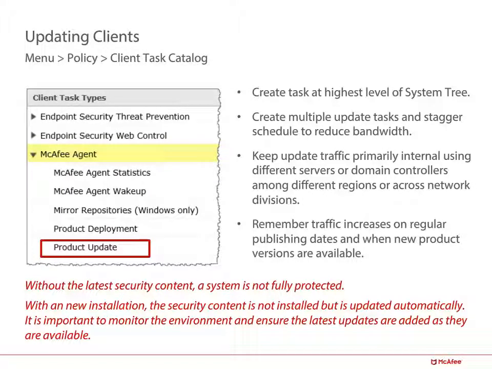To have your products updated in a timely manner, you need to make sure that you do have a product update task. These client tasks are still created in the client task catalog. The idea is you should have at least a daily product update task so that your machines will always have the latest DATs and signatures installed so that they'll always be fully protected. When you have a new installation, we do not have the DATs installed, we call that the security content, but at the end of the installation, the first thing that it does after it finishes is it does an update. But you need to make sure that that happens every day.